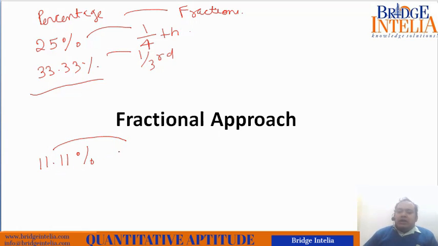So 11.11% is equivalent to 1/9 of something. Similarly, 9.09% is equal to 1/11 of something. If you take this approach, calculations become way easier. So we'll take a few examples.